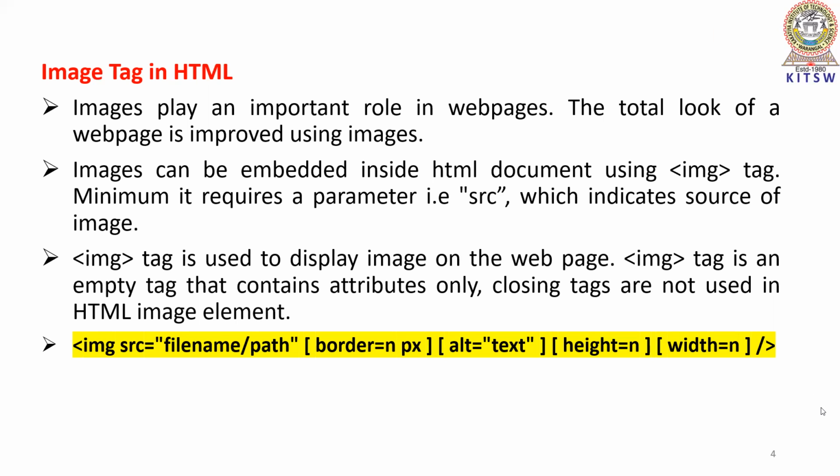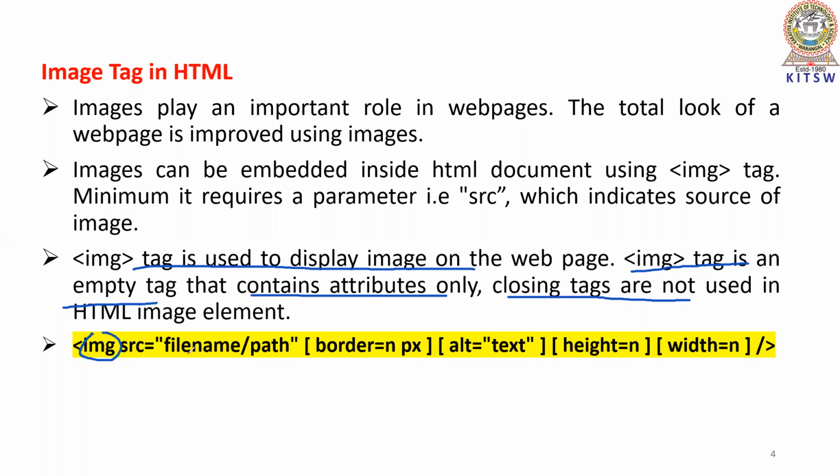Image tag is an empty tag that contains attributes only. Closing tags are not used in the HTML image element. The image tag is an empty tag that contains attributes only; closing tags are not used. This is the image tag, no closing tag.